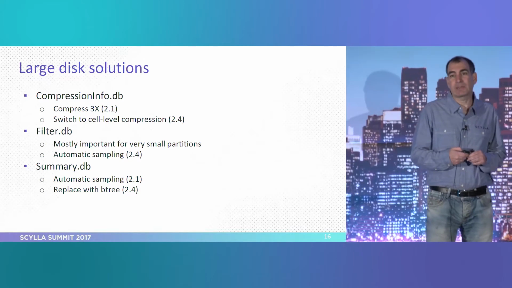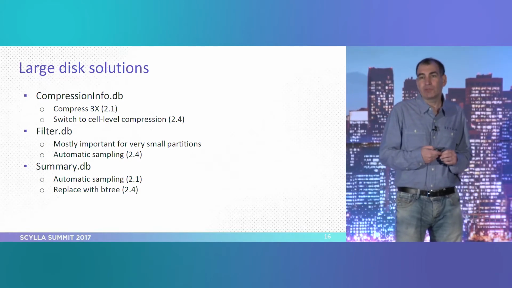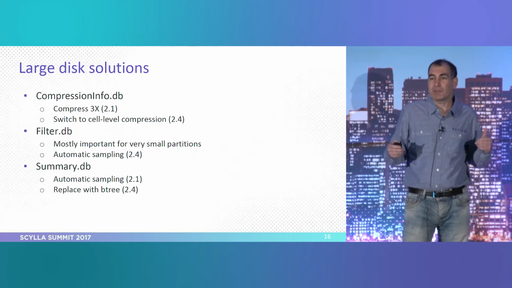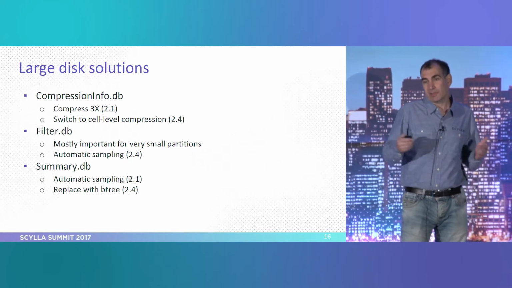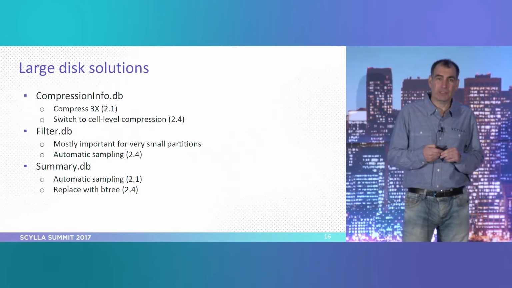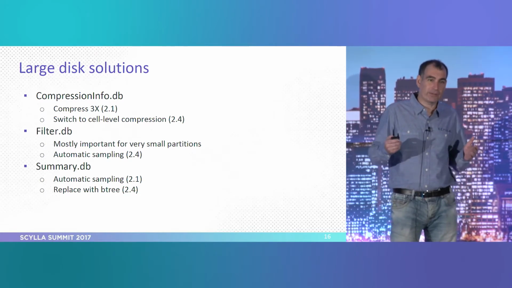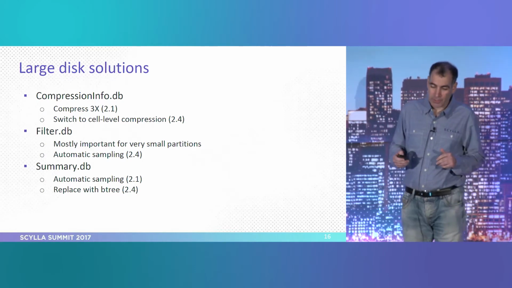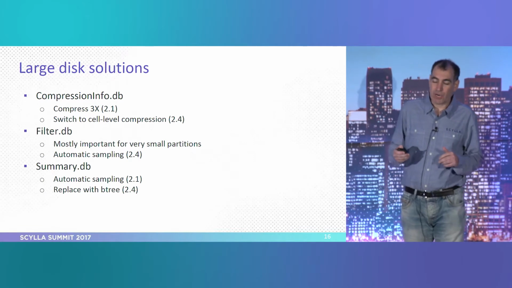And last, summary.db. So already in 2.1, we've done automatic sampling so that we make that file smaller at the expense of bandwidth if we detect that it's growing too large. And the replacement of the index with a btree will automatically eliminate it, so it will also be gone.